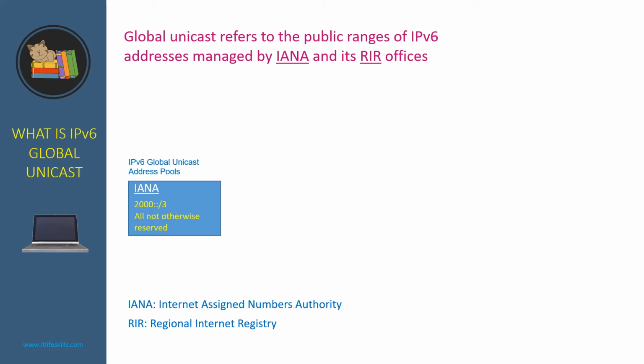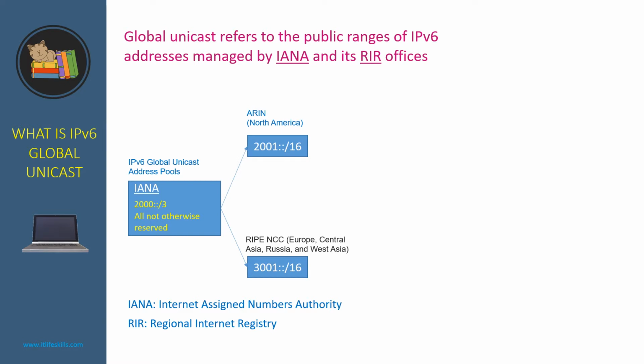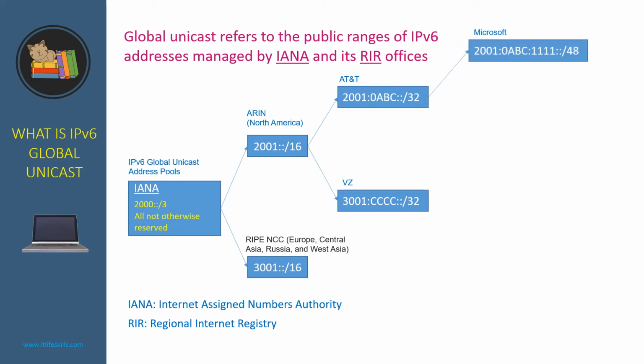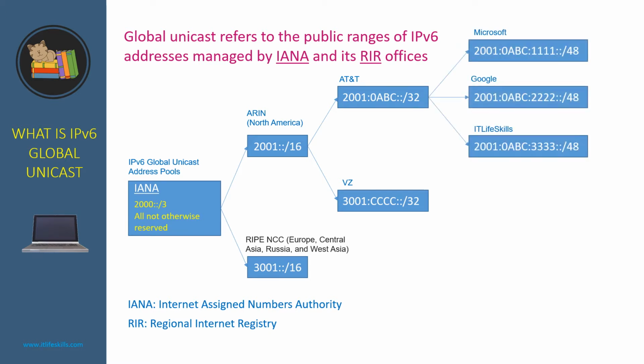First, IANA divides the IPv6 global unicast pools and assigns them to its Regional Internet Registries like RIPE or ARIN, which in turn divide and assign their IPv6 pools to the local ISPs, for example, Verizon and AT&T. The ISPs then divide and assign the IPv6 pools to their customers such as Microsoft, Google, and IT Life Skills.